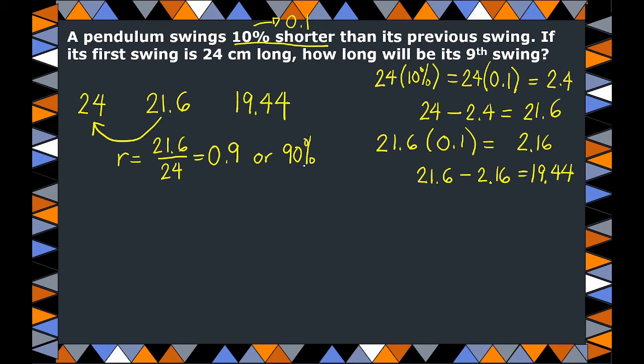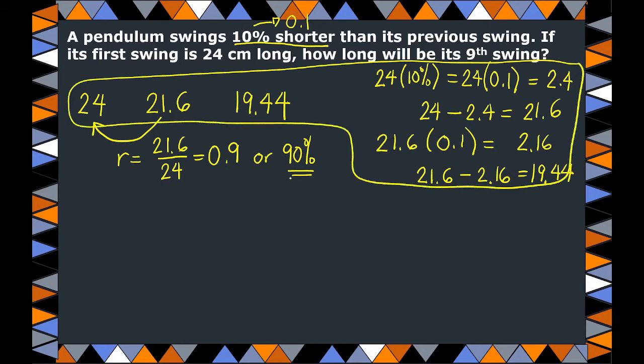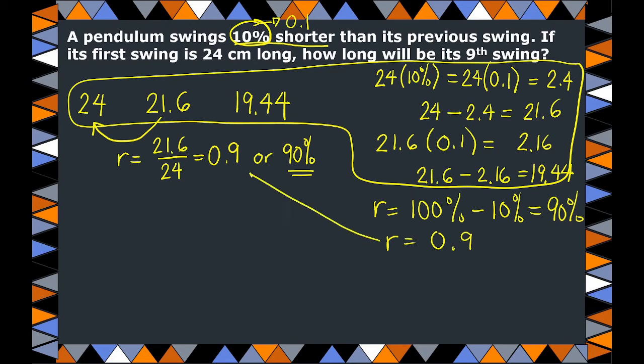Now here's my question. How can you solve 90% without passing through this whole process, without showing this? How will you get the common ratio? It's so simple. You focus on the percent, the 10% there. So the common ratio is simply 100% minus 10%. That will give us 90%. And 90% is written as 0.9, which is our common ratio. So there's no need for us to compute this. Convert to the decimal, that's your common ratio.